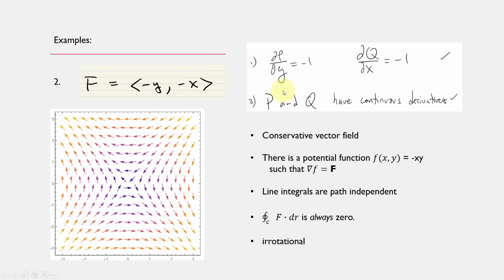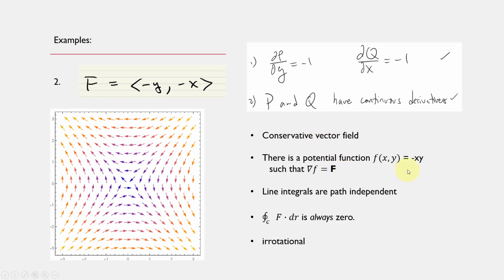And so for the analysis here, what I'll do is start off with taking the derivative of the first component with respect to y, and that's -1, and the derivative of the second component with respect to x, and that's also -1. And so that indicates that there is a potential function from which this is the gradient vector field derived. And because both of these derivatives are continuous functions, points 1 and 2 together imply that this is actually a conservative vector field.